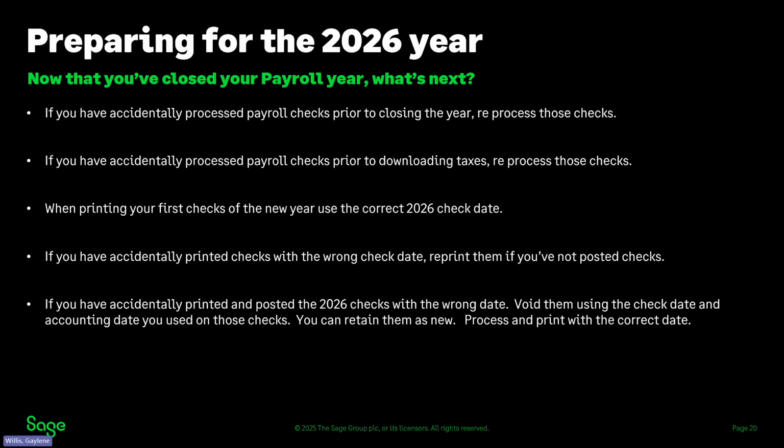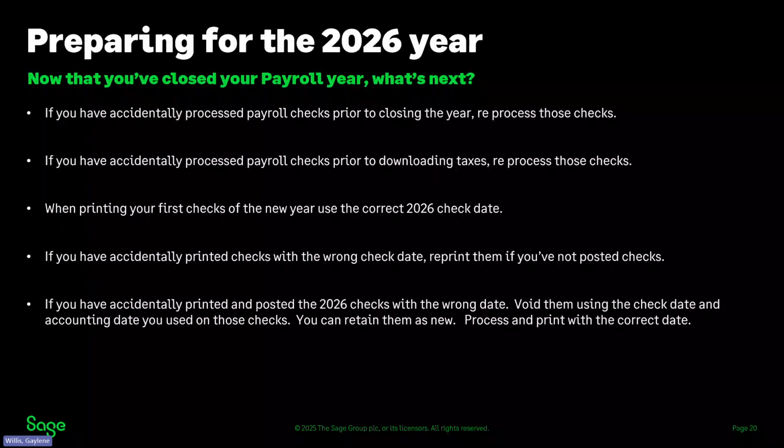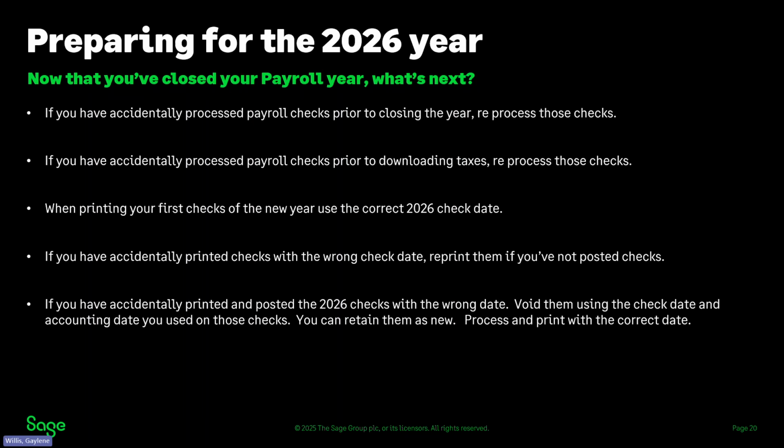Okay. If we've accidentally processed payroll checks prior to downloading taxes, no worries. Just go in, download and update your taxes, and reprocess your payroll. You'll be fine. Okay. If we have printed our first checks of the payroll year and we used a 2025 date and not a 2026 date, you do not need to void those checks. All you need to do is either reprint and use the correct 2026 date, or regenerate your direct deposits using the 2026 date. Just use that reprint or regenerate.